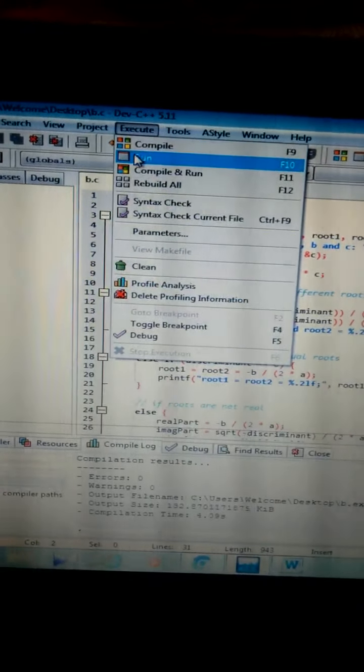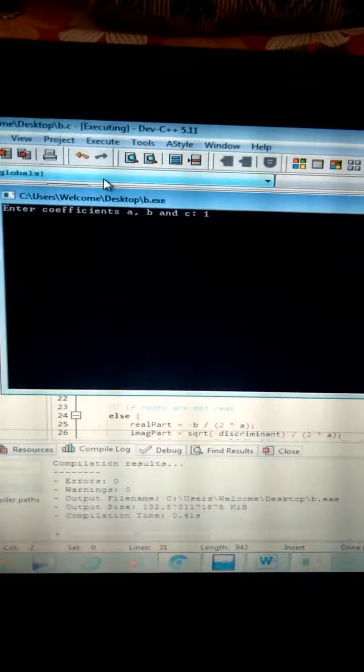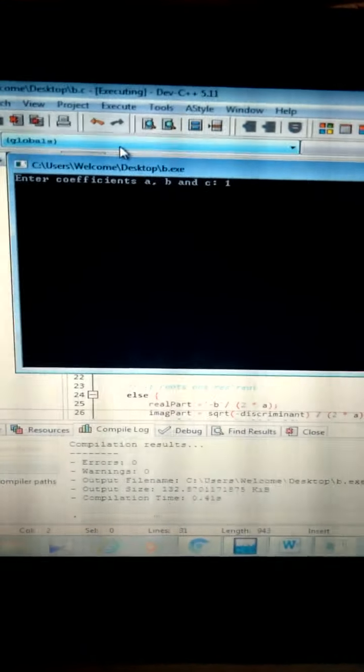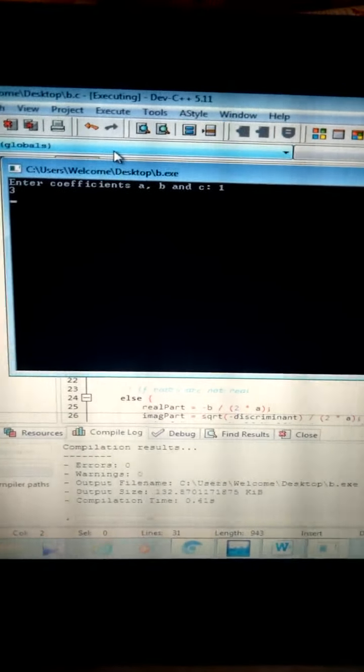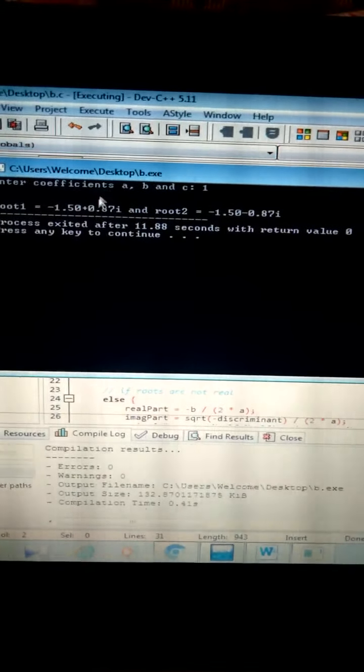Now for the third kind, imaginary roots. See here.